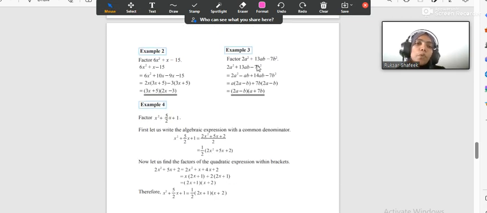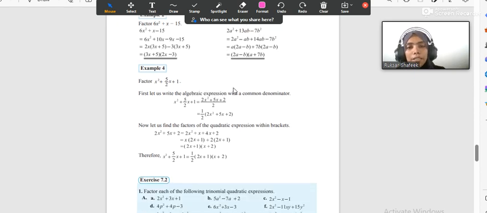They've given us a few more examples for us to get a better understanding. And in this case here we have a fraction as well. So x squared plus 5 over 2x plus 1. Now how do we solve this is another question that comes up.